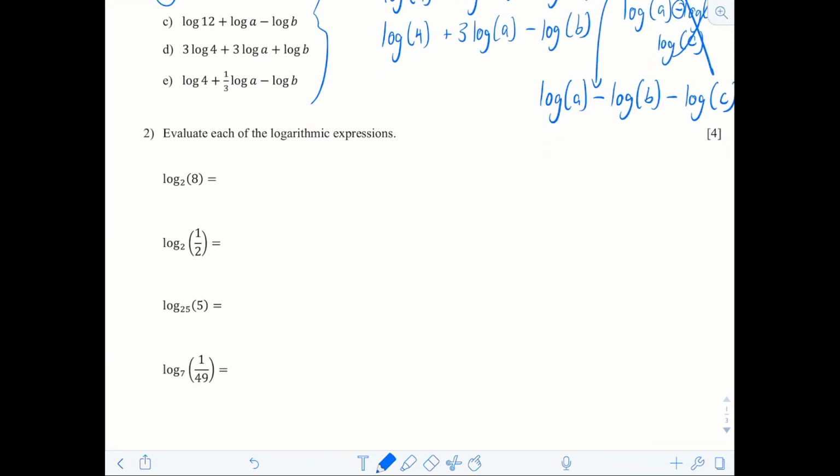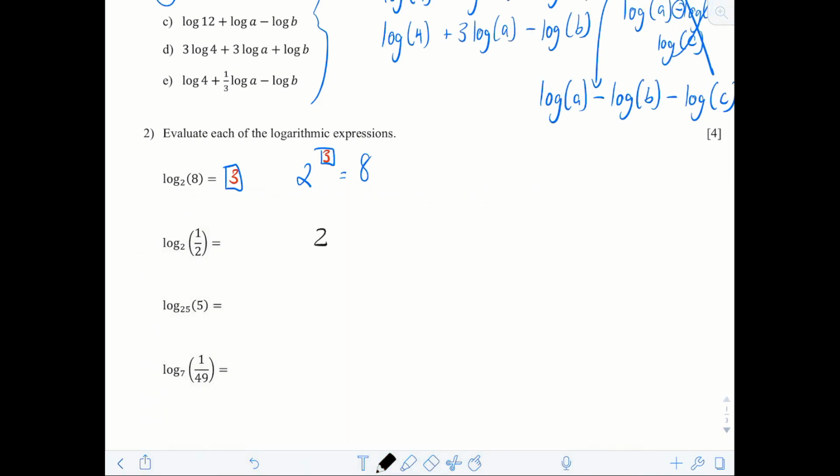All right, number 2, it says evaluate each of the logarithmic expressions. So this is the base to the answer equals the inside. I like to do a box there. So I say base, which is 2, to the box equals the inside, which in this case is 8. We can think about this number: 2 to the first is 2, 2 to the second is 4, 2 to the third is 8. So the answer here is 3, and we would write 3 as my answer.